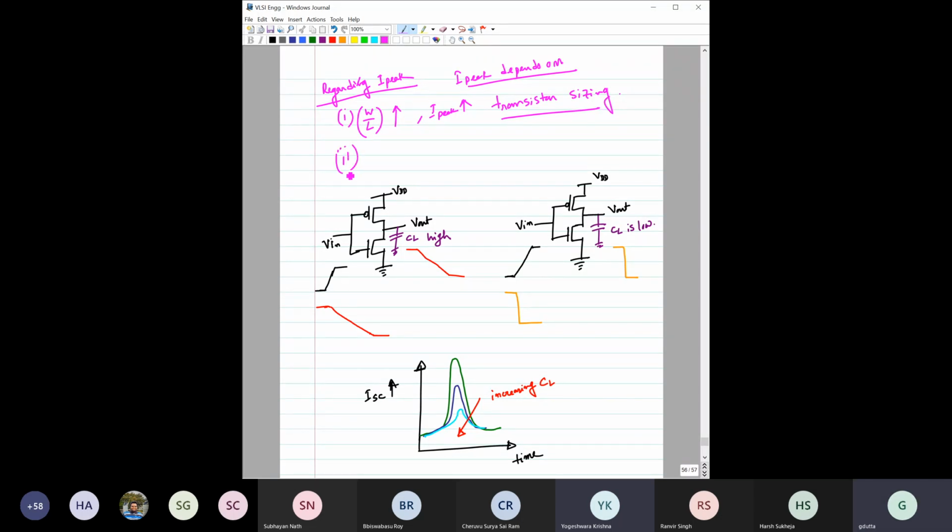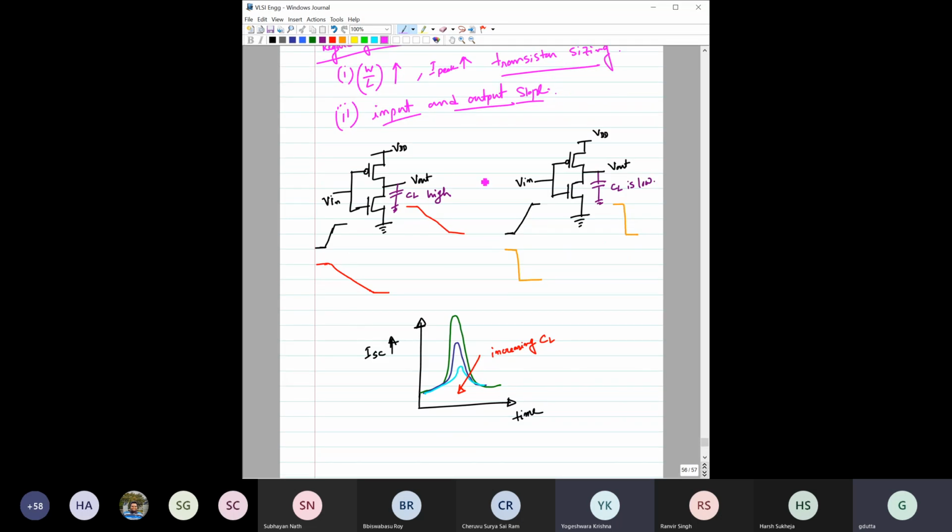Another very important thing is the input and output slope. See how it is dependent on the input and output. You will understand this quickly. Say for one case CL is high, and in the other case CL is low. Both these gates are driven by the same input. Same input means same TS, same rise time.